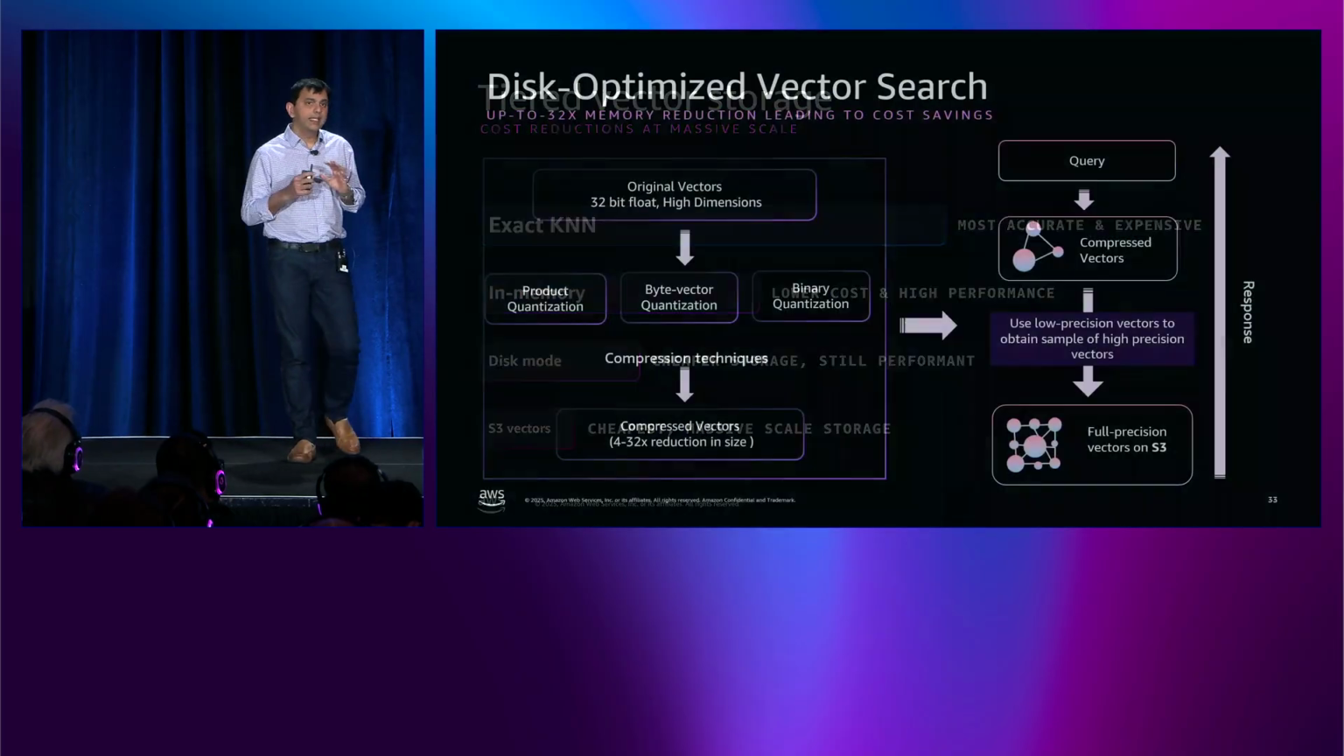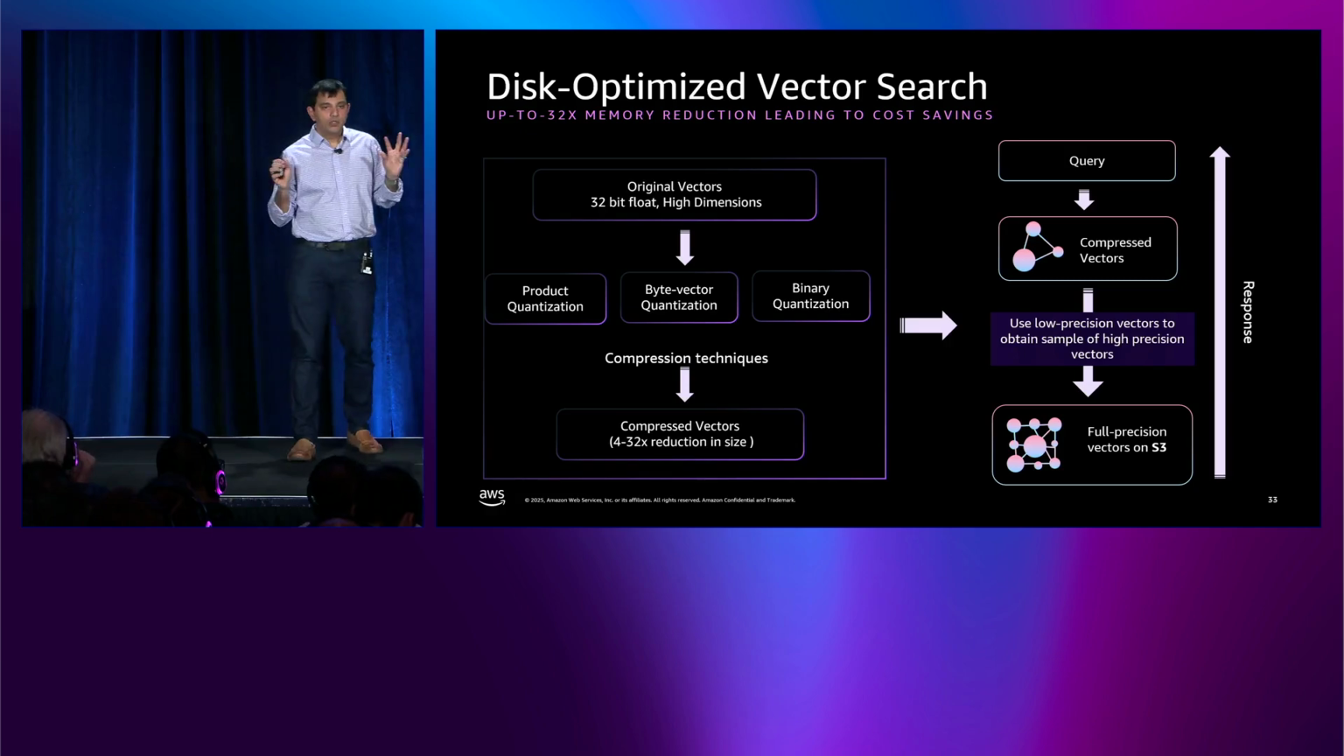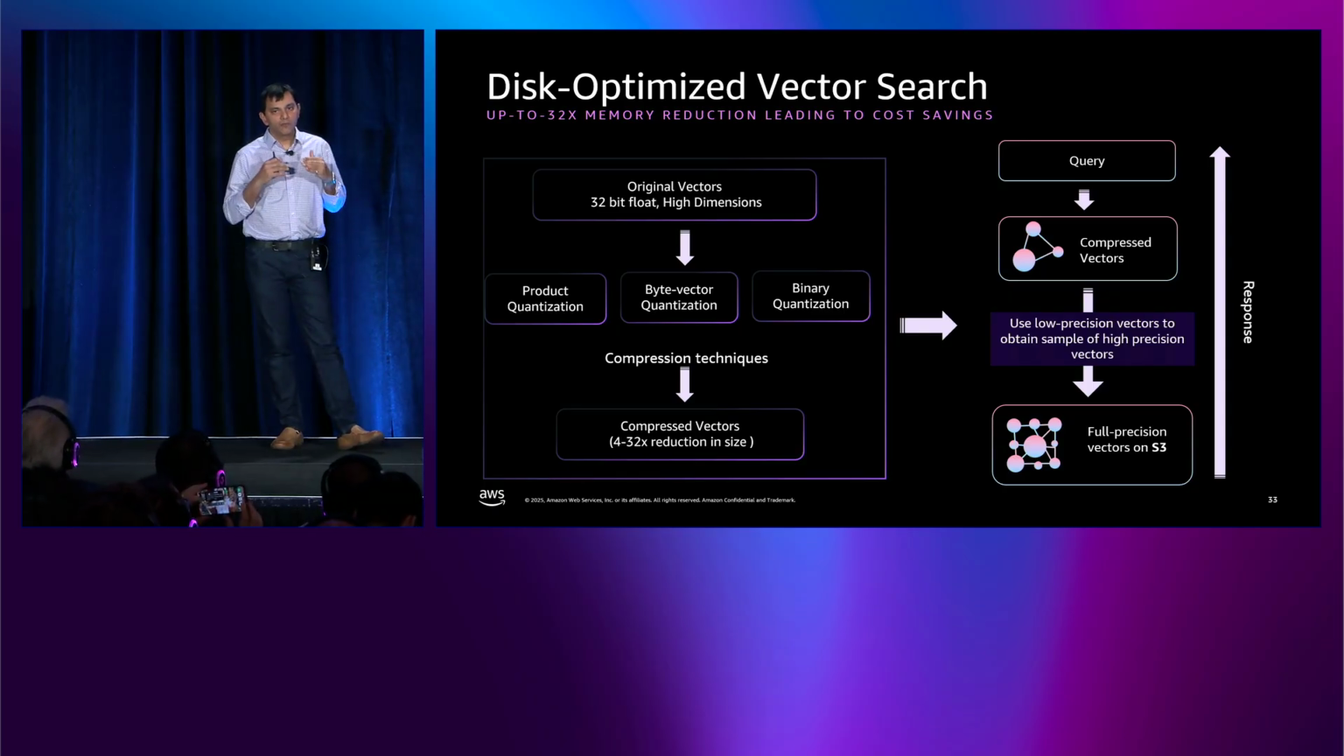So let's look at the disk optimized vector mode. The way this works is you take the high dimensional vectors that you have and you use different byte quantization techniques to generate vectors of lower fidelity.